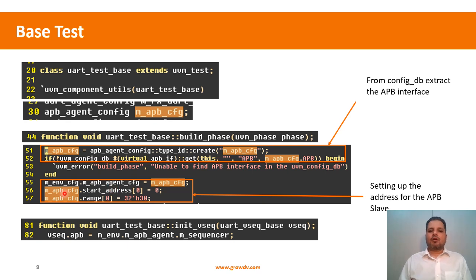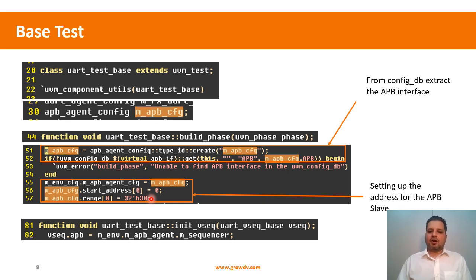Okay, apart from that, an important point for us is we are setting up the address decoding for this particular slave. So we are setting up the start address equal to 0, and the range that we wanted to set up, we are setting to hex 30. That is more than enough for this particular APB slave. It's more addresses than what it really requires, so some of them we can use for error injection. That is the idea over here.